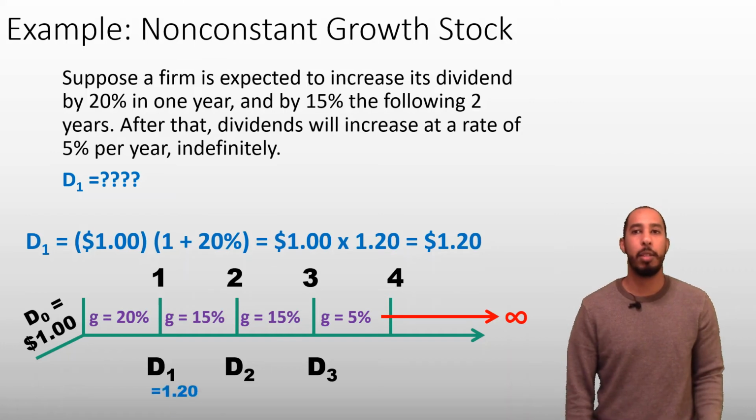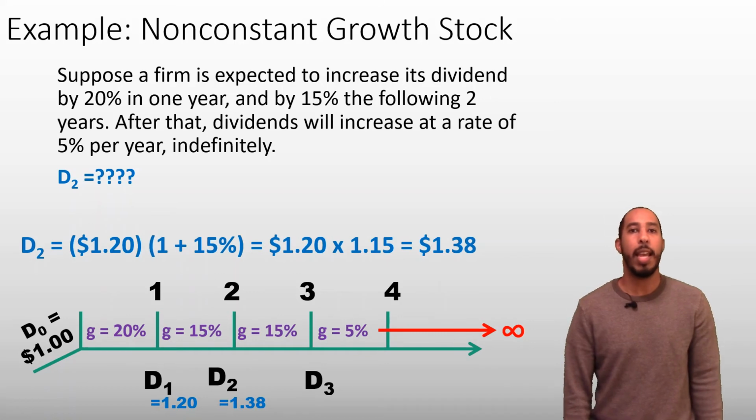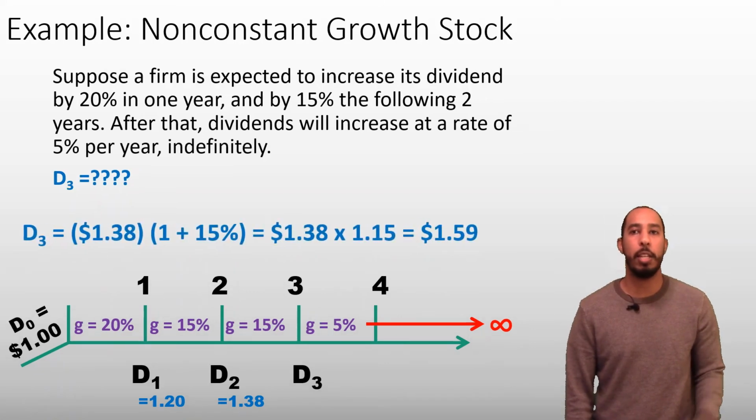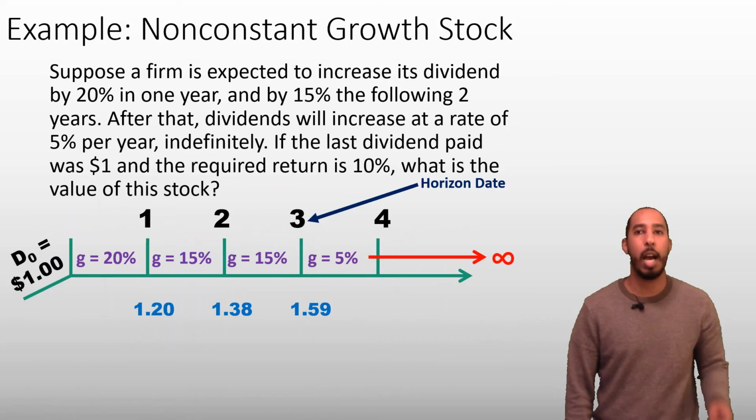The dividend at time 2 will be 15% bigger than the dividend at time 1, which we just found to be $1.20. So we can find D2 as $1.20 times 1 plus 0.15, or $1.38. And D3 will be 15% bigger than D2, so $1.38 times 1 plus 0.15, or $1.59. And now we've computed all the dividends up to the horizon date, year 3.